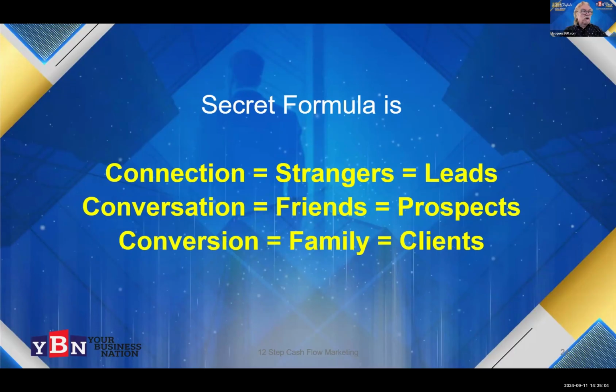Okay, cool. So this is the secret formula. It's basic. It is so powerful. Being in business, any business, it's about connections, conversations, and conversion. The way I look at it is a connection is a stranger. When you start having a conversation, they become friends. And when you have a conversion, they become family. So strangers are leads. And when you start talking to them, they're friends and now they're prospects. And when they buy from you, they're clients, they become family.